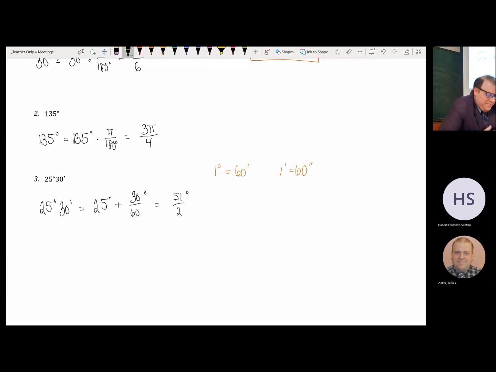Couldn't we just call it 25.5? As a general rule of thumb, if they give it to you in DMS, you don't use decimals. Otherwise, they would have written it as a decimal. Oh, we're not done yet, though. Now to multiply that by pi over 180.